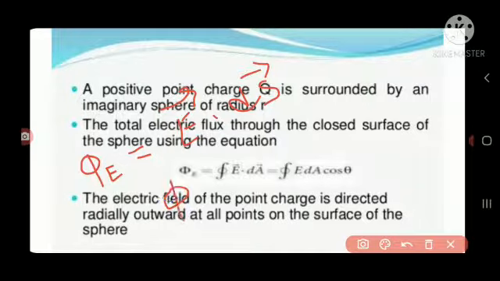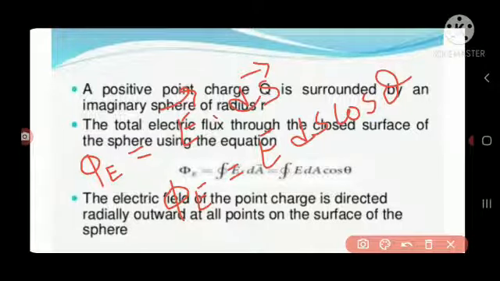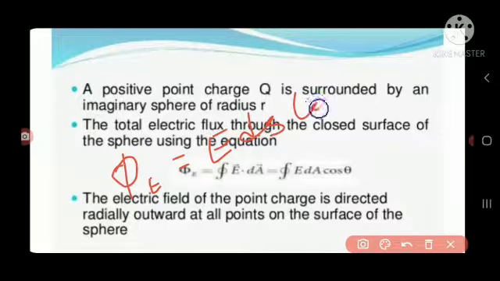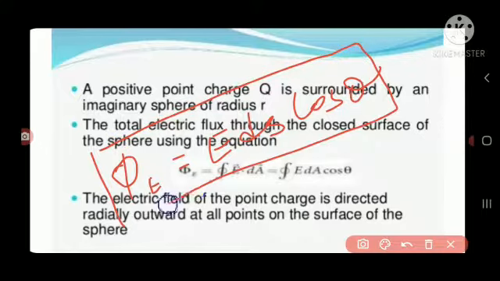So phi E, that is electric flux, is equal to E ds cos theta. Here theta is the angle between E and ds. So this is the mathematical form of electric flux. So phi E is equal to E ds cos theta. This is the mathematical form of electric flux.